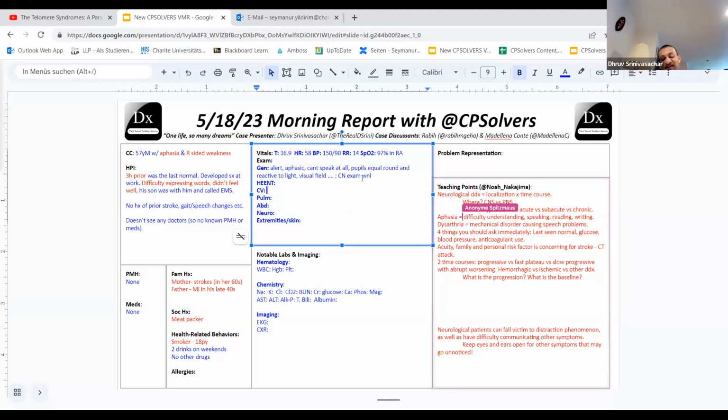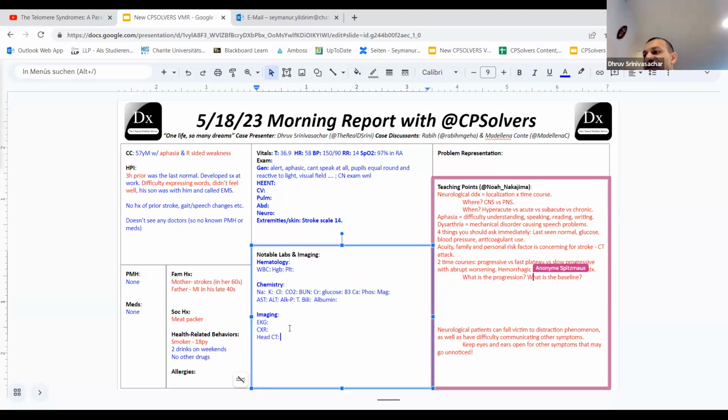Well, bottom line is that he had right face and leg weakness and his expressive aphasia. His stroke scale was 14. Glucose was normal at 83. They got a head CT, which didn't show a bleed at the time, but when they did the CTA, it was the left distal M1 branch of the middle cerebral artery that was occluded. And so he got TPA. He went to the neurointerventional lab and got a clot taken out.